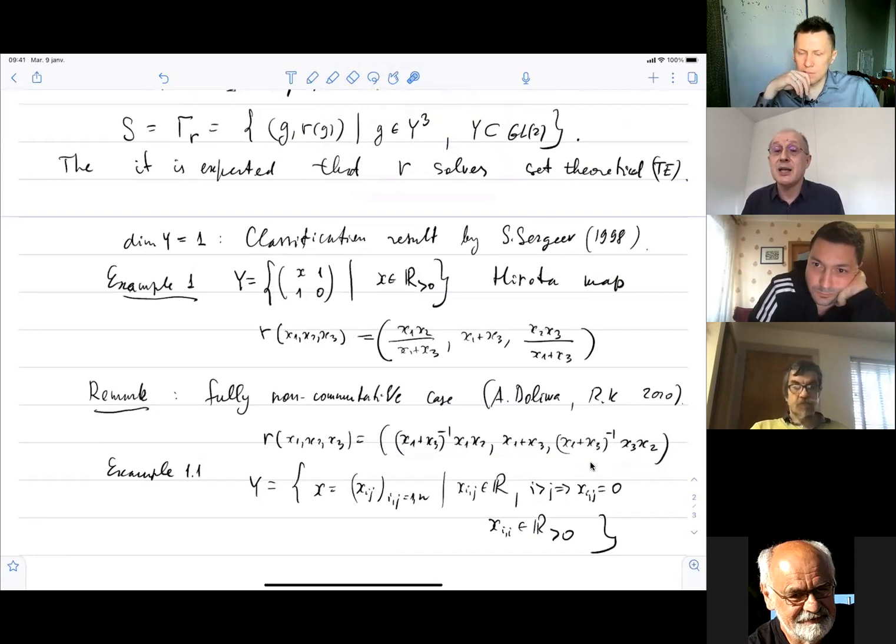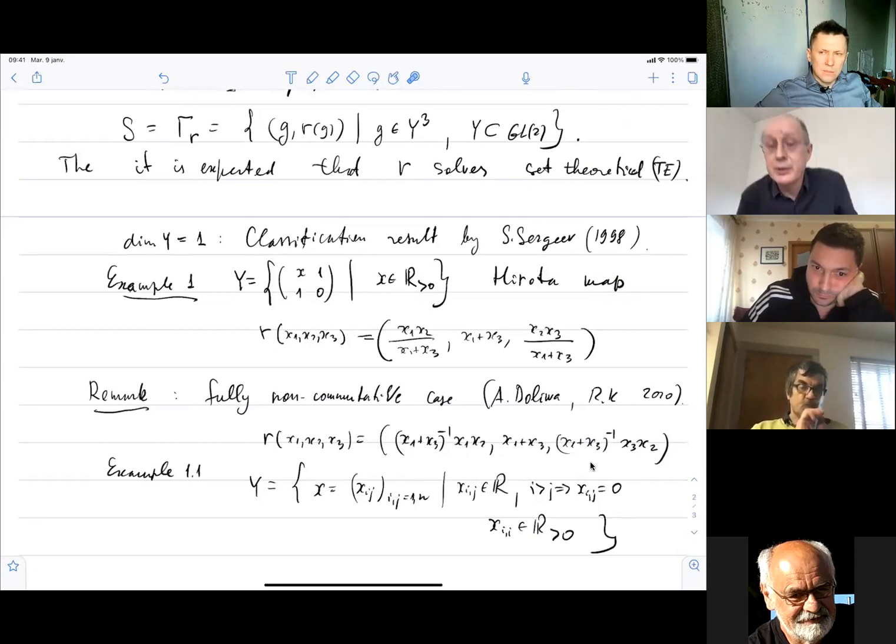So the claim is that I will have a solution of the tetrahedron equation on the set of such matrices, which is pretty nice because we have a high dimensional Y. We can study, I don't know, maybe symplectic structures which are compatible, whatever. This is a completely unexplored domain, I would say.